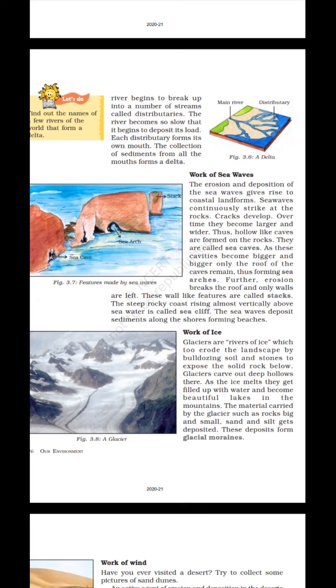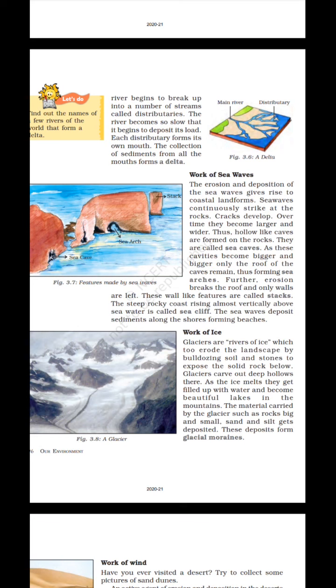As these cavities become bigger and bigger, only the roof of the caves remains, thus forming sea arches. Further erosion breaks the roof and only walls are left. These wall-like features are called stacks. The steep rocky coast rising almost vertically above sea water is called sea cliff. The sea waves deposit sediments along the shores forming beaches.